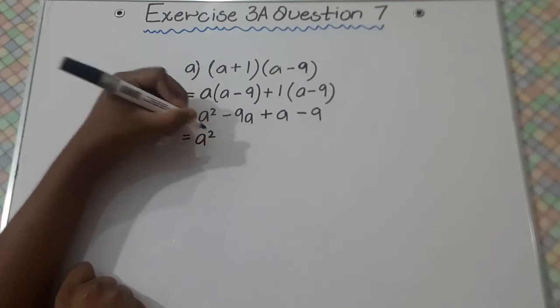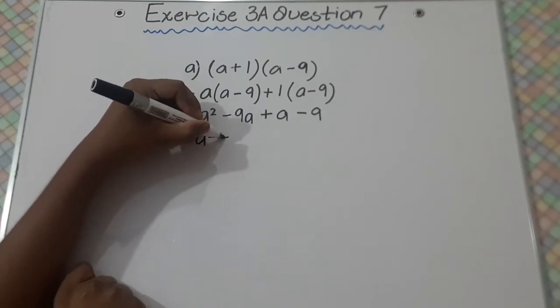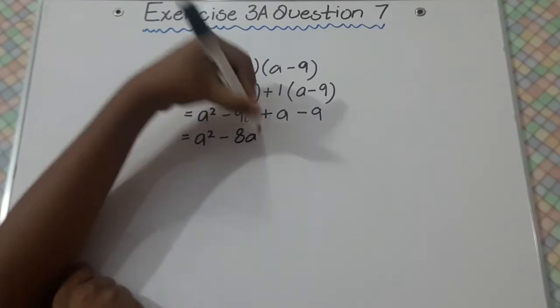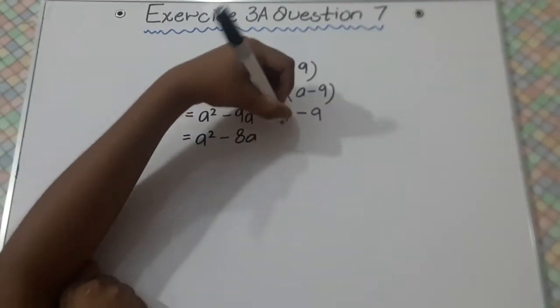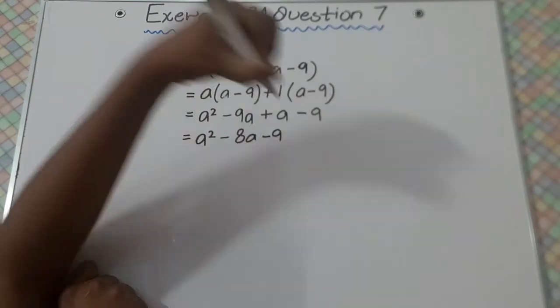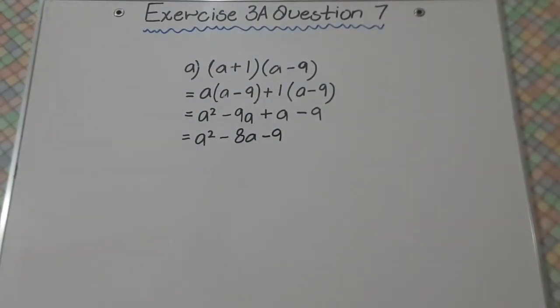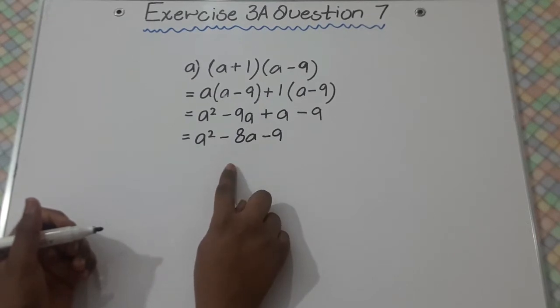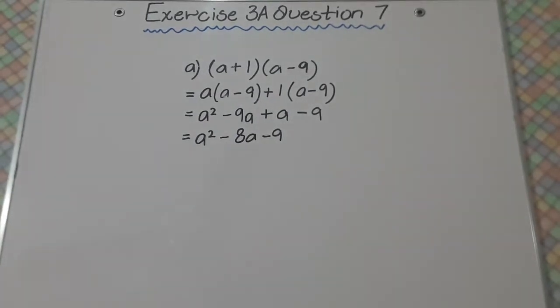2a square minus 8a minus 9 is the final answer. As we are not having any common, so this would be the final answer to this question. Now let's move towards part B.